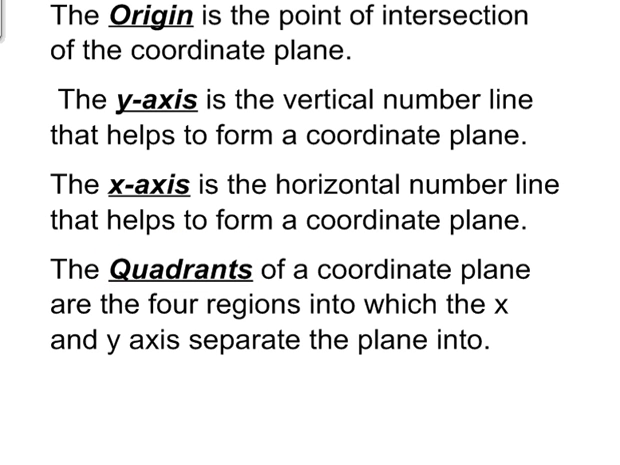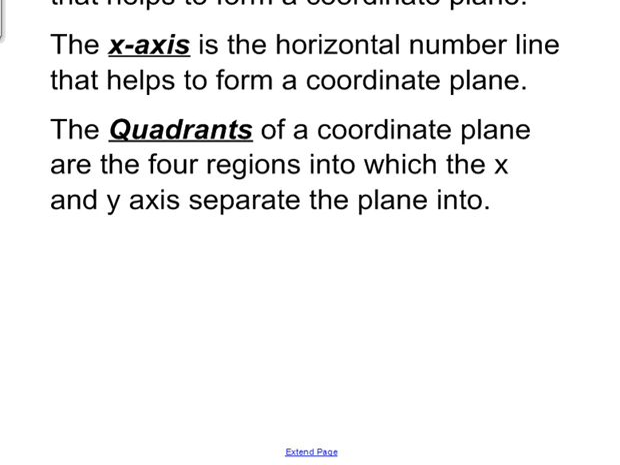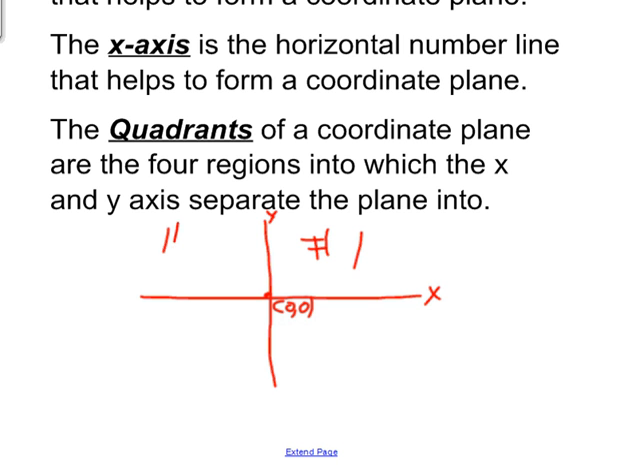And the quadrants of a coordinate plane are the four regions into which the x and y axes separate the plane. So let's do a little drawing here. That line represents my y axis. Notice it goes up and down. This line represents my x axis. It goes left and right. Right where they cross is called the origin, and it has a value of 0, 0 as the coordinate for that plane. You can see there's four areas. This is area number 1, or quadrant number 1, quadrant number 2, quadrant number 3, and quadrant number 4.